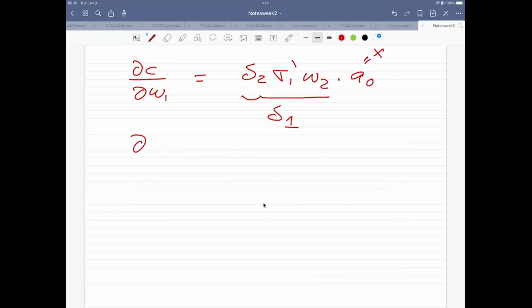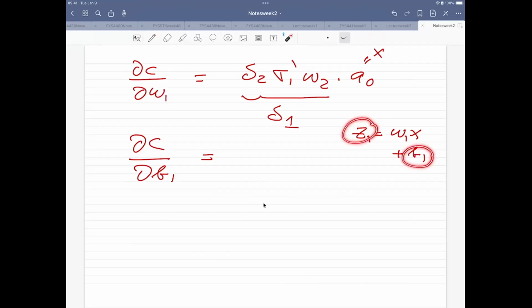So if you then take dC with respect to b1, which is the other one we want, then we know that z1, which is equal to w1 times x plus b1, has a derivative with respect to b1 equal to 1. And then the only thing which we are left with is actually this one. So in the general expression, you will find these different deltas as the parameters which we need to update for every gradient which we are calculating.